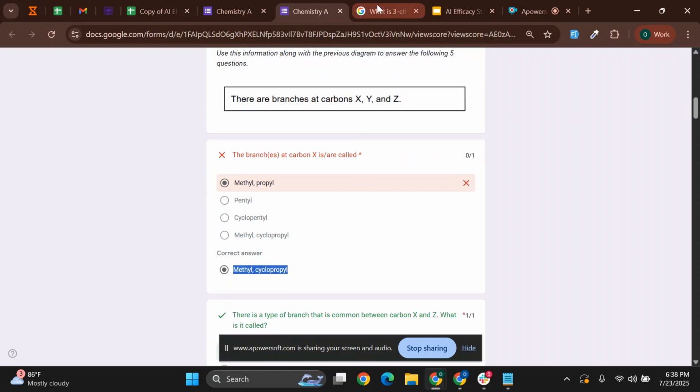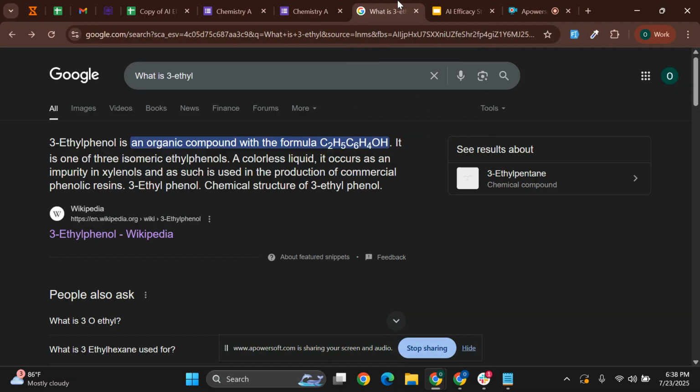Without AI, it's being difficult to study. I think the branch at carbon X is called methyl cyclopropyl. So, the difference.